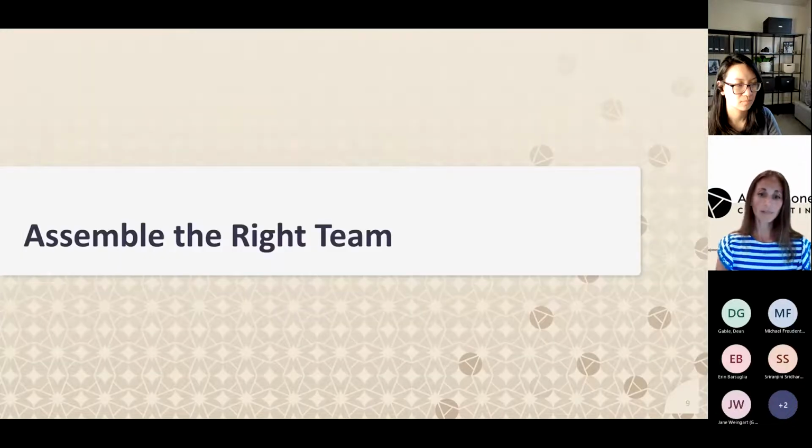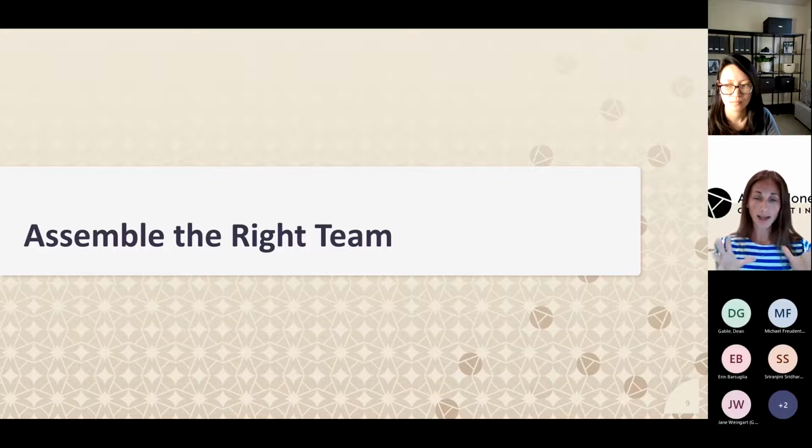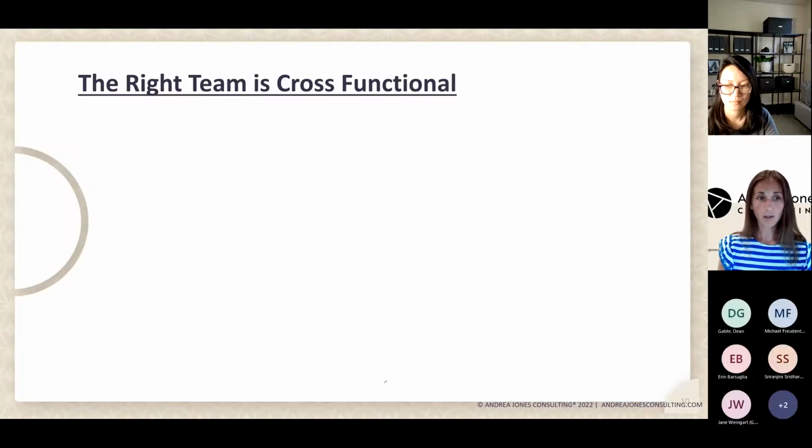It's about 20 minutes. Okay, so now you know what you want to do, and this is getting more into the how to execute using our Agile methodology. We talk about assembling the right team. The right team is really cross-functional.